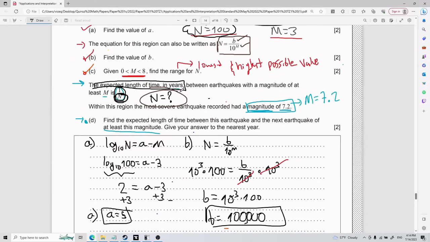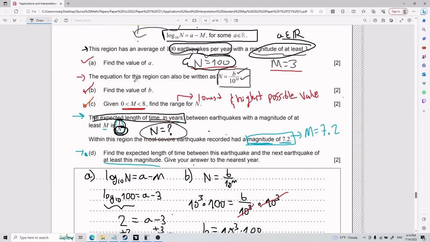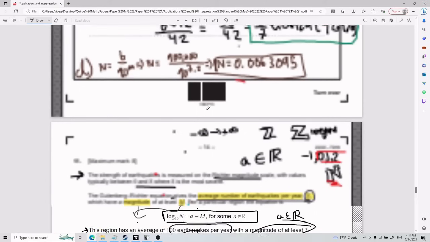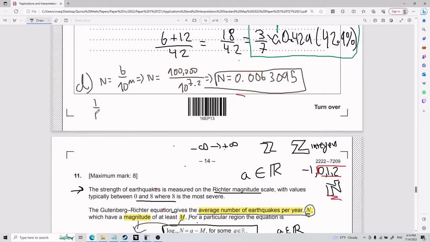Now, we said that the expected length of time in years between earthquakes with a magnitude of at least m is 1 over n, see? So I need to plug in 1 over n. We just found out what n was. So 1 over n is going to be 1 over this big number. I plug all of this into my calculator and I end up with 10 to the power of 2.2.